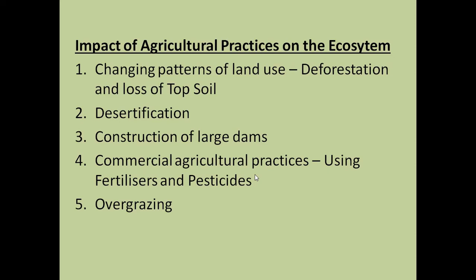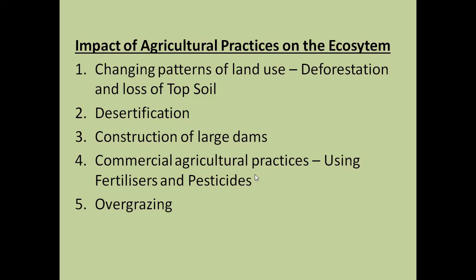Now let us see what the impact of agricultural practices on the ecosystem is. Number one, changing patterns of land use, and it causes deforestation and loss of topsoil. This agricultural development has caused drastic change in the land use and the patterns all over the world. And whenever we talk about agricultural development, we are actually referring to the advancement of technology.